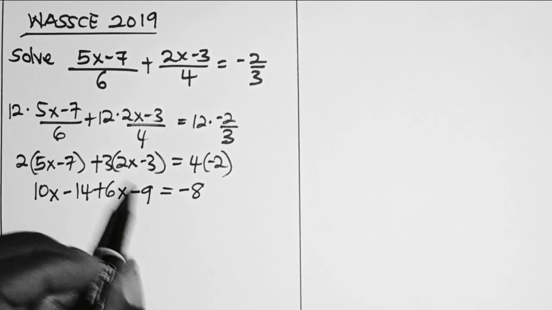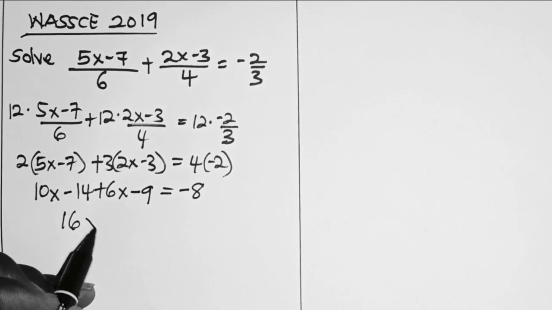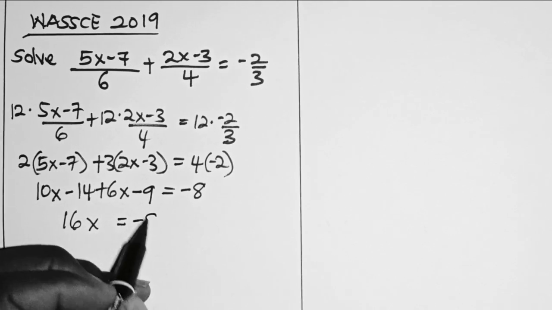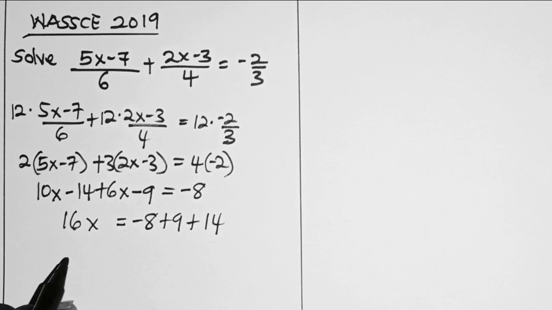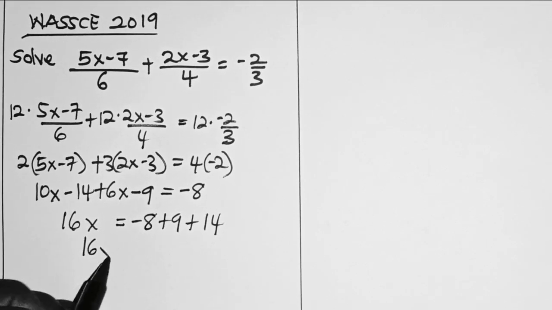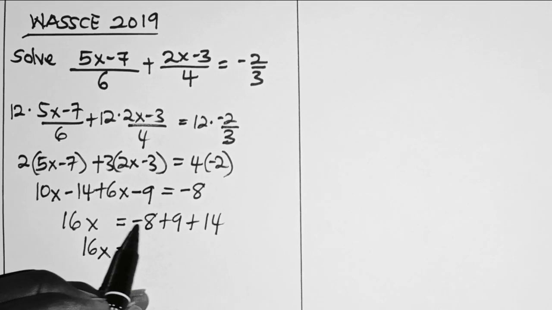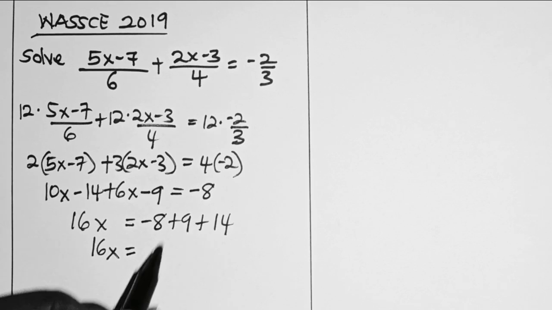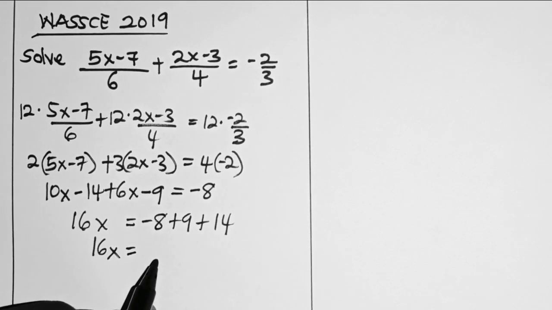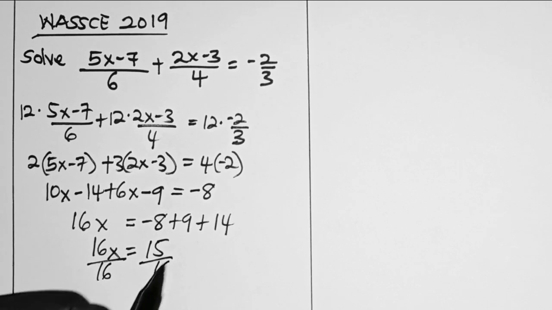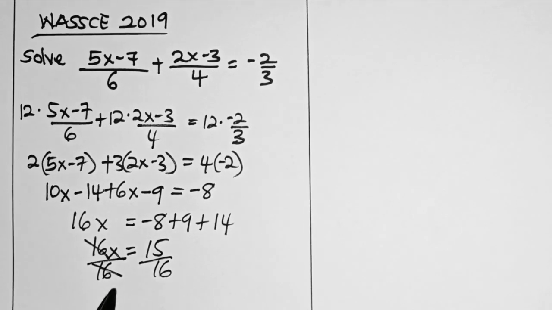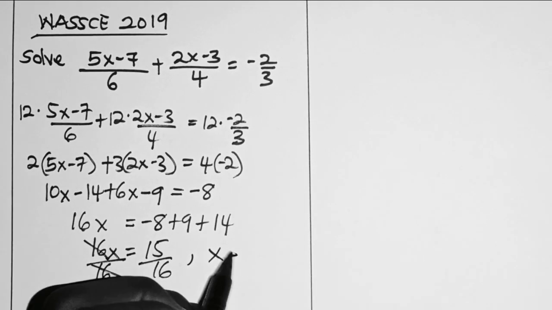So 10x plus 6x becomes 16x. Equals minus 8, then plus 9, then plus 14. So 16x is equal to minus 8 plus 9 is 1. 1 plus 14 is 15. So if we divide through by 16 and divide here by 16, we find out that x is equal to 15 divided by 16.